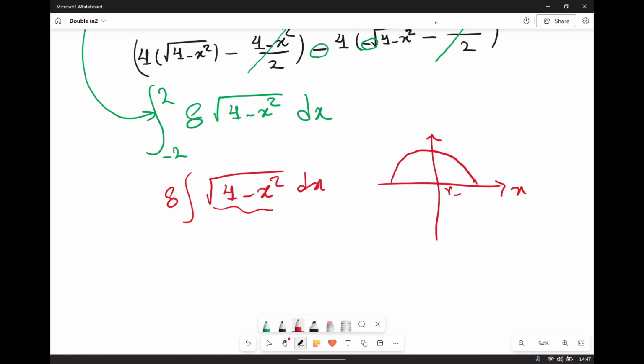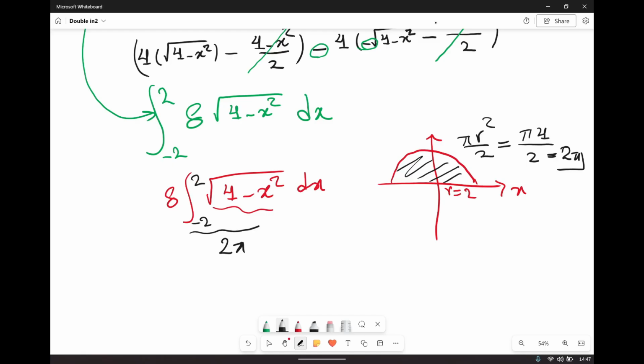We know that r equals 2. If we calculate this area, it is pi r squared, but because it's not the whole circle, it is divided by 2, therefore 4 pi over 2, that is exactly 2 pi. Now I substitute 2 pi in here, and our total answer is 16 pi.